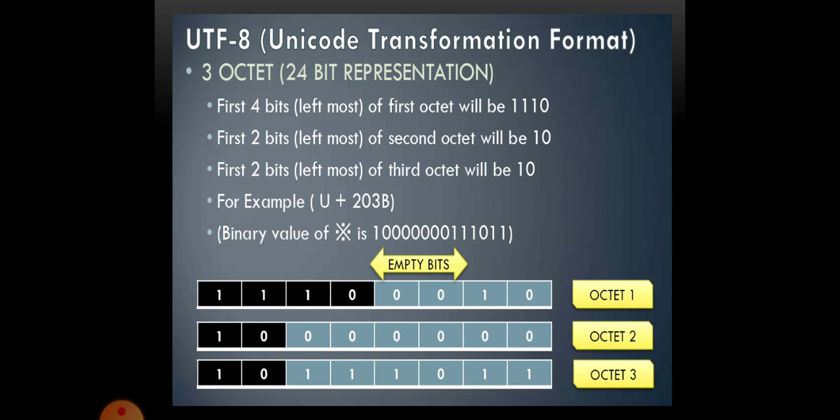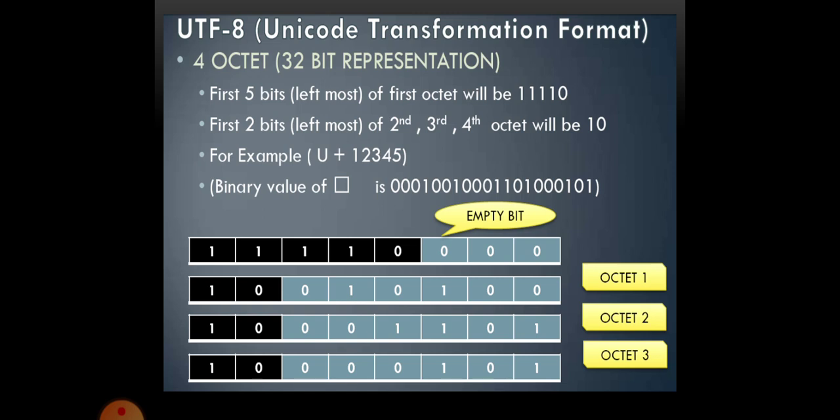Then for Unicode 3 octets, the first 4 bits of the leftmost first octet will be 1110. Look here. Then the second octet will be 10, then the third octet will be again 10. So we will get 3 octets, and UTF-8 can go up to 4 octets.